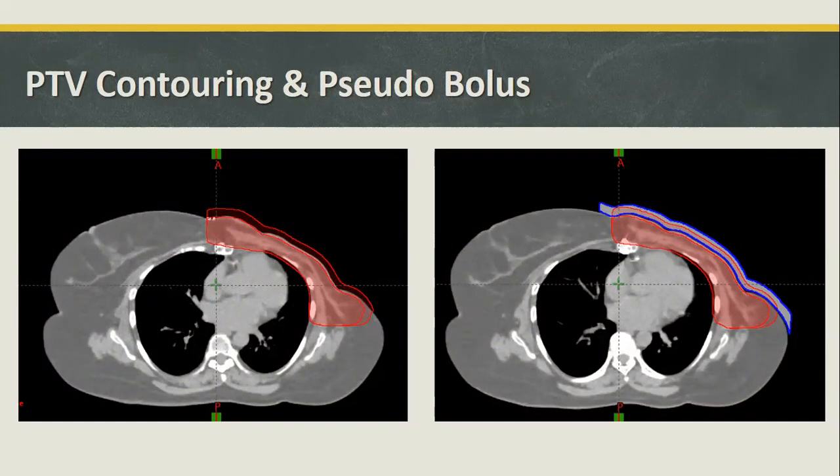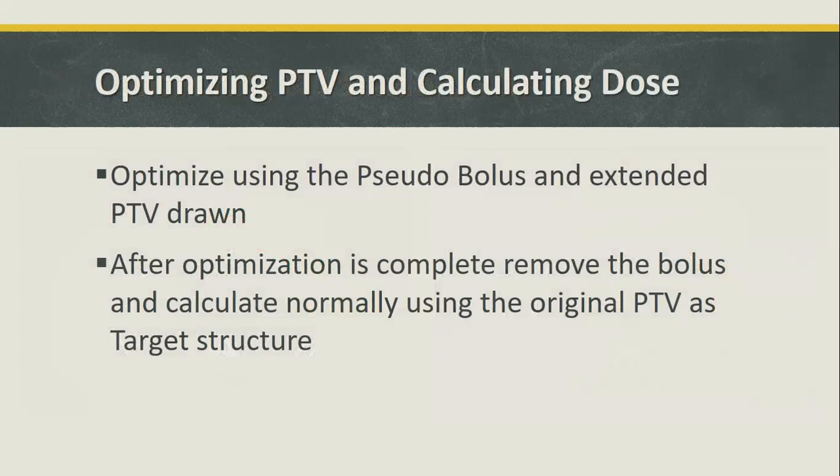Further, moving towards the optimization and calculating the dose, we optimize using the pseudobolus and extended PTV. We do all the optimization, lowering the hotspot and optimizing the OARs with respect to the volume. When it is completely optimized, we make a copy of that plan and name it the final plan, and we select our original PTV as the target volume and calculate after removing the pseudobolus from the fields. Then the result comes, that is the calculation of the dose on our original volume.